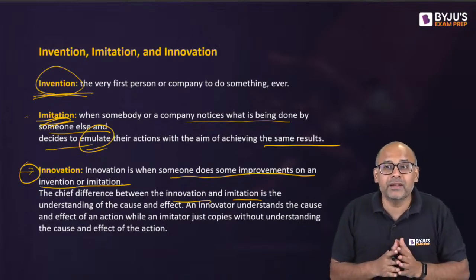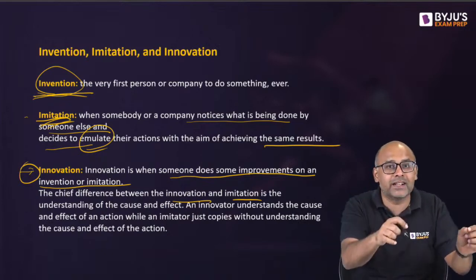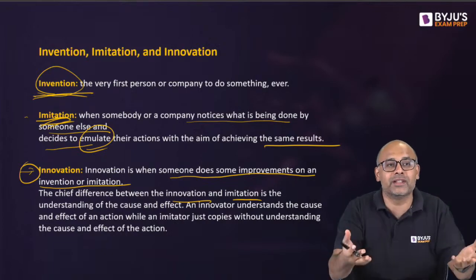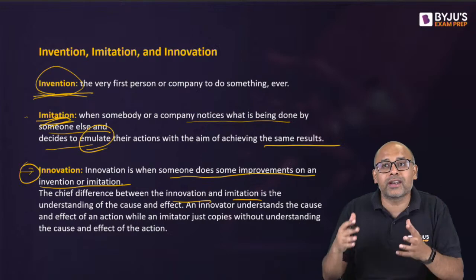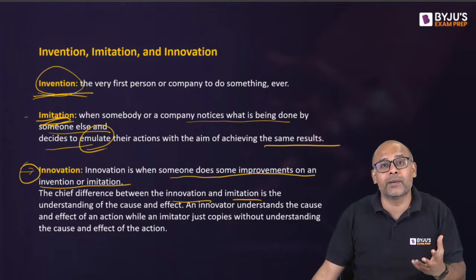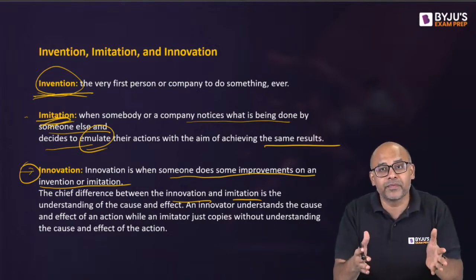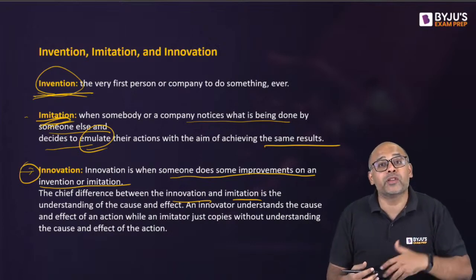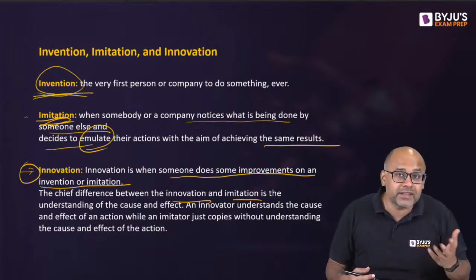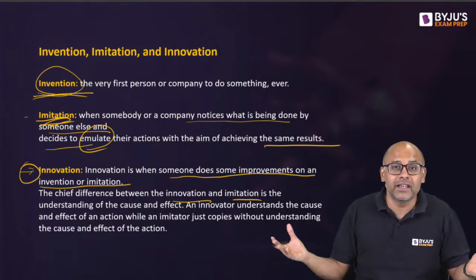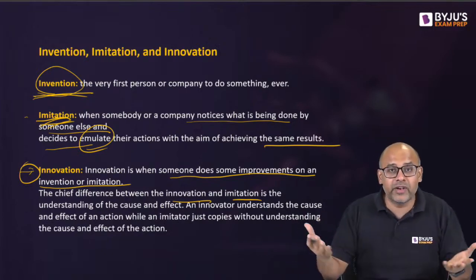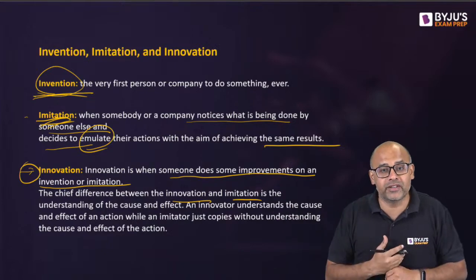The imitator, on the other hand, says, look, this is the result that guy is getting, I want to get the same result. This is the result that company is getting, I want to get the same result. You are not trying to understand why that result is coming in, you are just trying to copy the result. So obviously innovation is a much better way than imitation, but in my opinion, imitation also works. It is better than nothing. Imitation also works, but innovation is a step ahead of imitation, right?